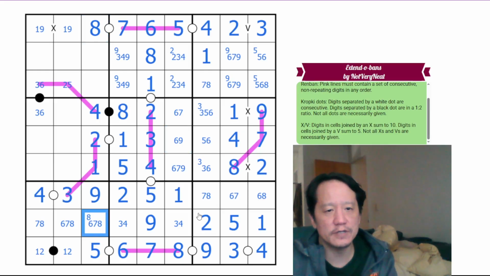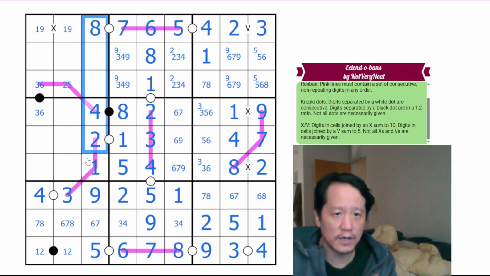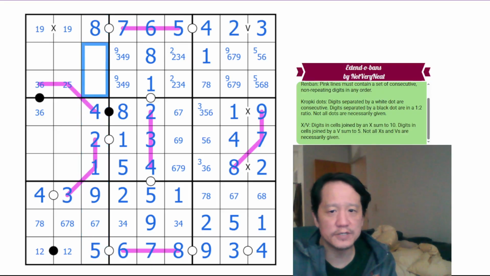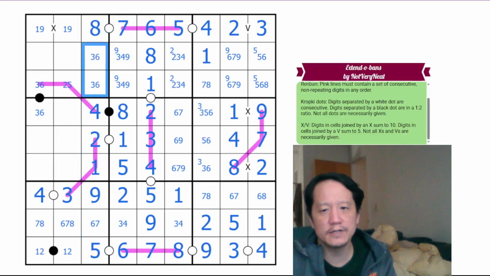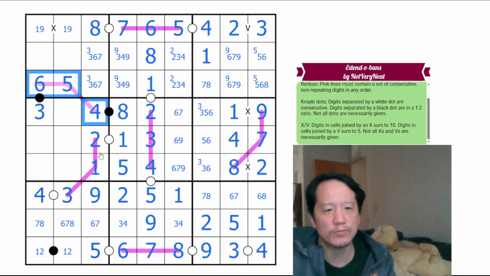8 eliminates 8 here. Remaining digits in column 3 are 3, 6, and 7. And the 3 has to be one of these two digits, which means 3 cannot be in the rest of the box. So this can't be 3. This is 6, this is 3, and it must be 6, 5, and 4 to form a valid Renban. So that eliminates 6 from the rest of the box. This is set 3, 7 as a pair, which eliminates 7 here, so it's 6, which eliminates 6 here.